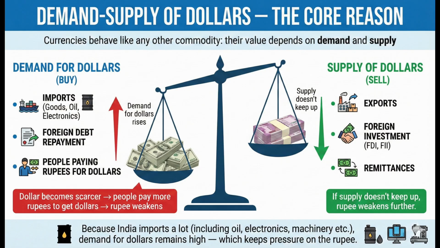For India, when India imports goods or oil or pays foreign debt, we actually need dollars. If demand for dollars rises, with more imports, oil, and debt repayment, but supply doesn't keep up, the dollar becomes scarcer, people pay more rupees to get dollars, and the rupee weakens. Because India imports a lot, including oil, electronics, and machinery, demand for dollars remains high, which keeps pressure on the rupee.